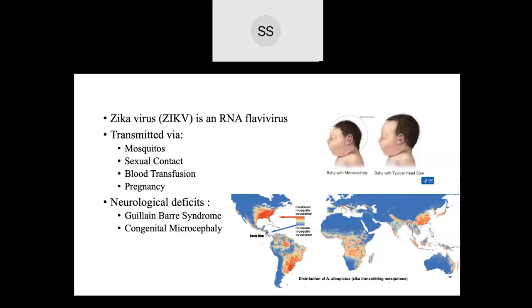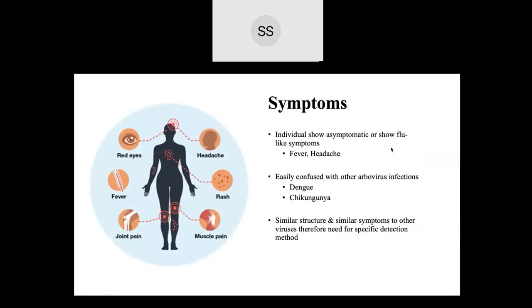So the neurological deficit is one of the impacts left by the Zika disease: Guillain-Barré syndrome in adults, where the person is left paralyzed, and congenital microcephaly in newborns, where you can see the head of the baby is smaller than that of a normal healthy baby.